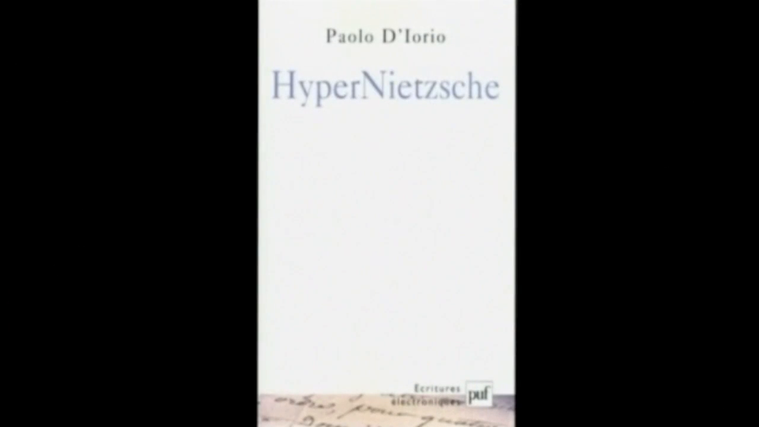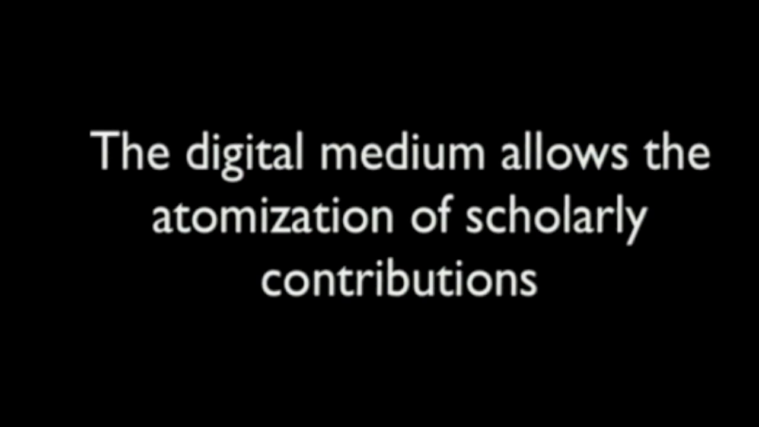In 2000, HyperNietzsche was presented in a book, which was the first book of the Presse Universitaire de France sold in the bookshops and at the same time freely available online. The main question of the book was how to organize knowledge in the digital medium. And it was based on two ideas. The first idea, let's call it hypertext, was that using the digital medium, we could atomize the single scholarly contributions according to their type and reassemble them in a more coherent way.